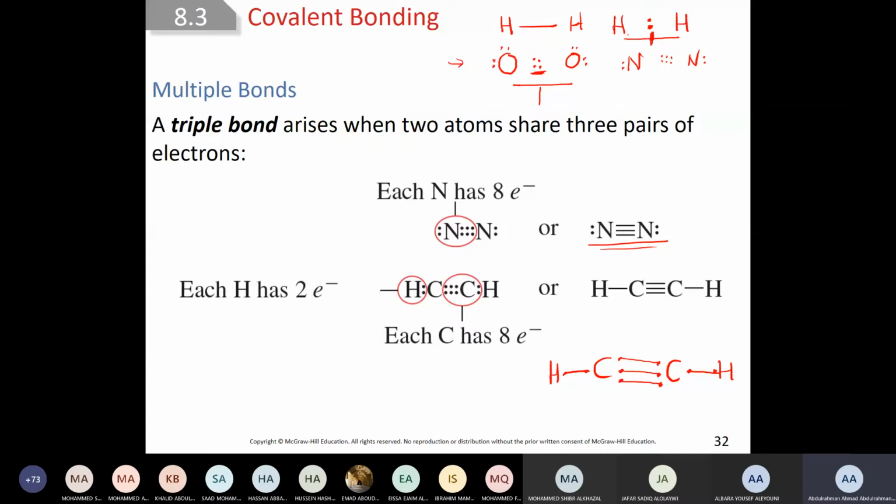Now, how many electrons around each nitrogen? 8 and 8. Let's apply the octet rule. I want to tell you again that these two shared electrons are exactly in the middle between this nitrogen and this nitrogen. That's what will happen. Is this clear?